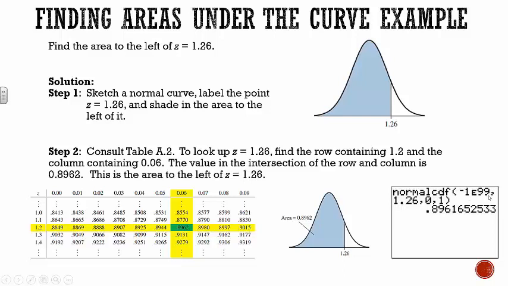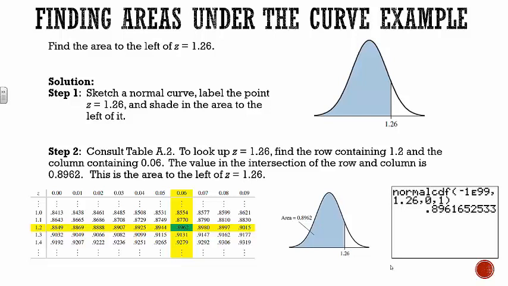Alright, so that's my lower bound, comma, then you put your upper bound. What's the highest number you have? Well, in this case, the highest number we want to go to is 1.26. So again, lower bound, comma, upper bound, and then comma, your mean, and your standard deviation. Remember, because we're dealing with z-scores, which is a standardized value, the mean and the standard deviation are 0 and 1 respectively, every single time.